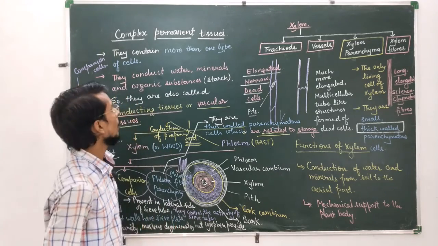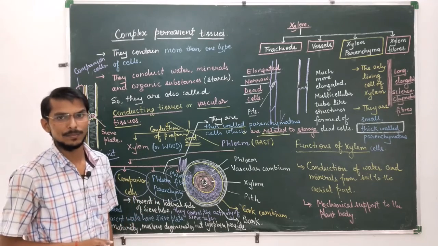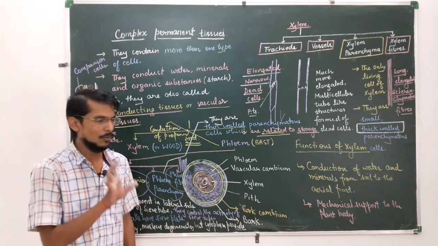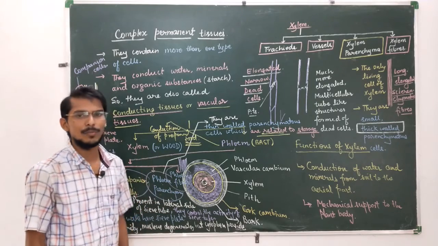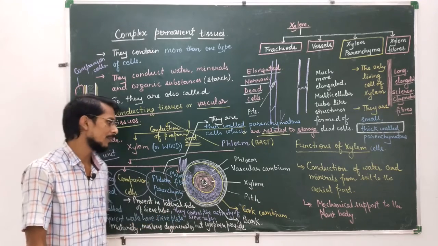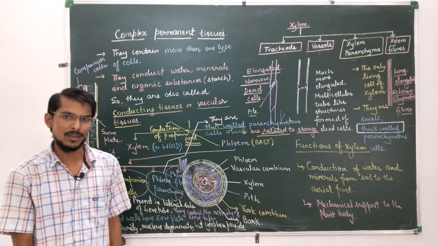So this is all about complex permanent tissues present in the plant body. I hope you are able to understand the facts, and the only thing is that you just write some important points and try to understand the concept with the help of figures. Then it would be much easier for you to understand the concepts of biology. Okay.